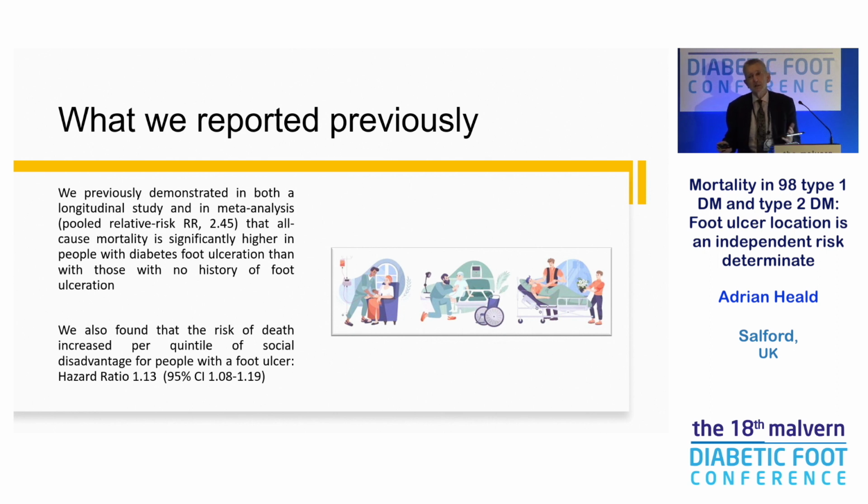And importantly, and we presented this data here 5 years ago, in 2016, we found that the risk of death, independent of other factors, actually increased per quintile of social disadvantage. In other words, even if a person had a foot ulcer, if they were in a more disadvantaged social situation over a 10-year follow-up period, they were more likely to die in relation to having that foot ulcer if they're in a more disadvantaged situation in terms of their socioeconomic position.